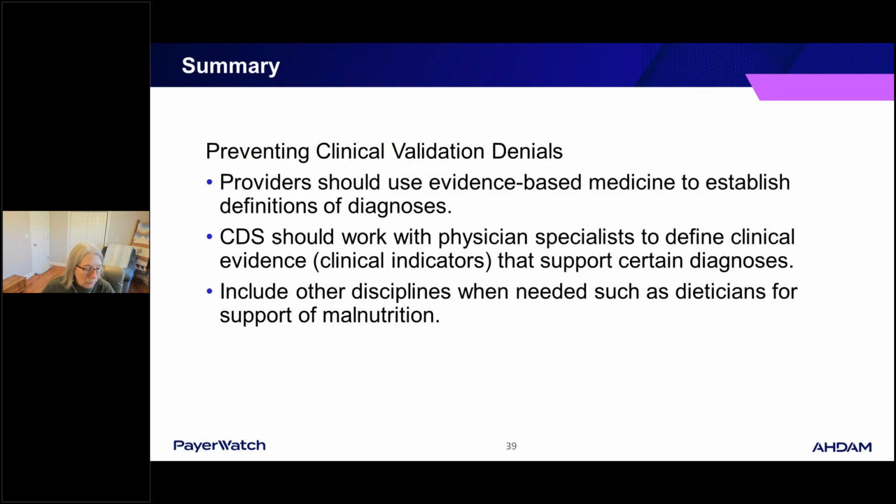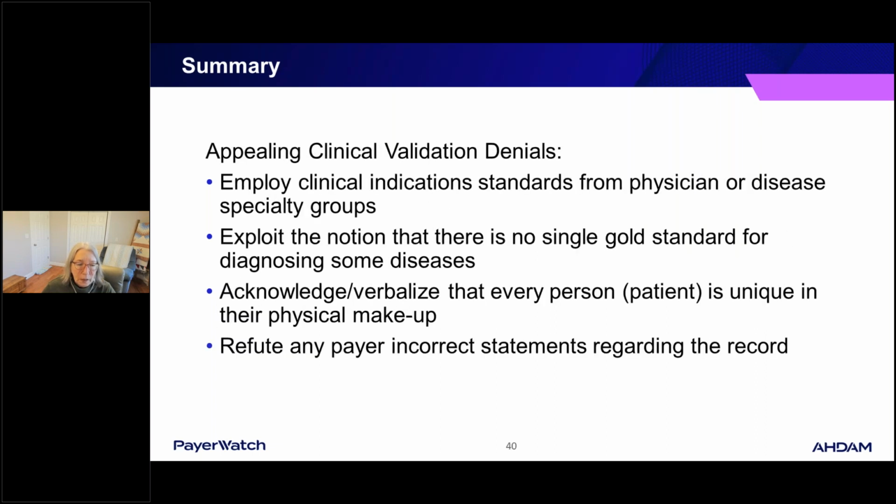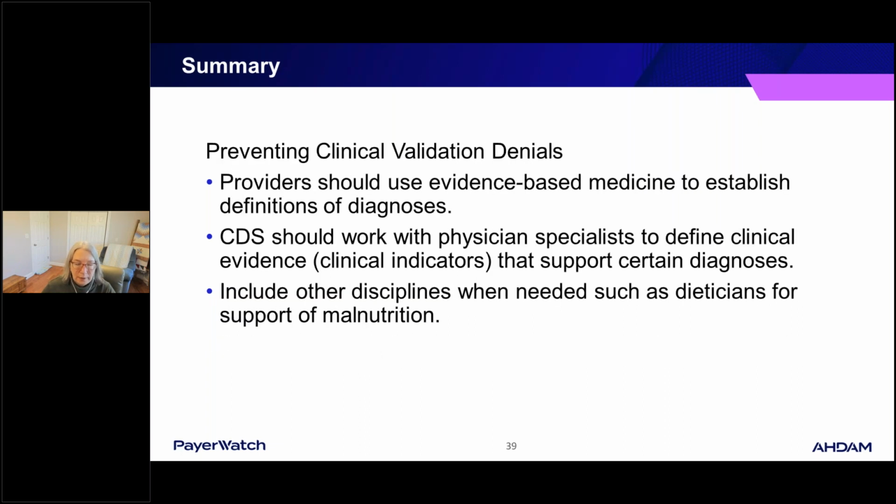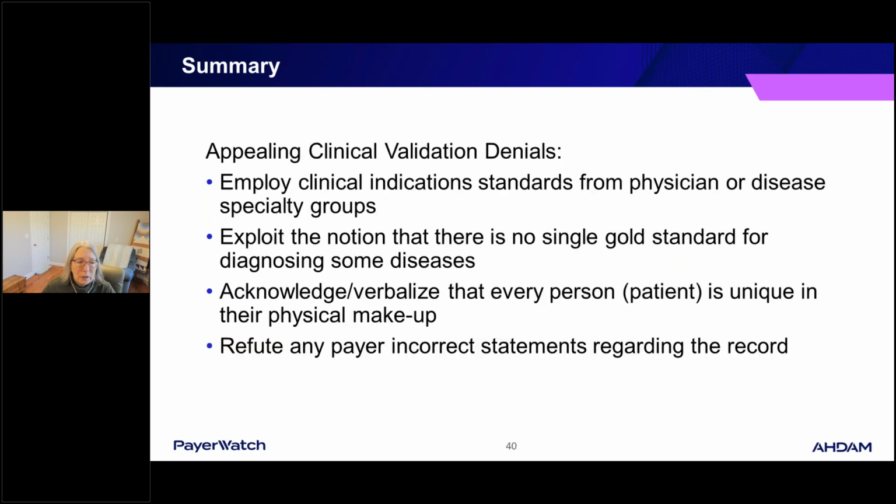Okay, so to summarize, and then we'll get to some questions. Providers should use evidence-based medicine to establish their definition of diagnoses. The CDS should work with physician specialists to find clinical evidence that supports certain diagnoses and include other disciplines when needed, such as dietitians for support of malnutrition. When you're appealing clinical validation denials, and then also using your queries, I should have added that in there, to help prevent the denials as well, and looking at your claims before they get dropped.